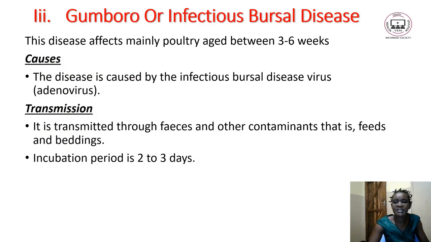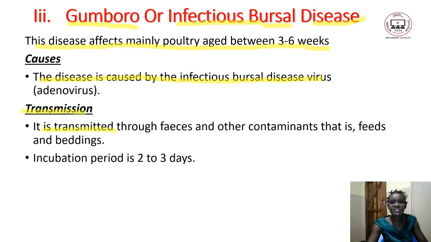Another disease which will attack chicken is what we call gumboro. Sometimes it is known as infectious bursal disease. This disease affects mainly poultry aged between 3 to 6 weeks, not above 6 weeks, and it is caused by virus as well. In terms of transmission, it can be transmitted through feces and other contaminants, that is feeds and beddings.